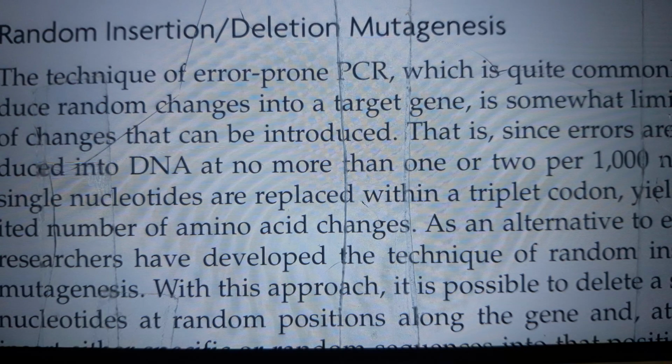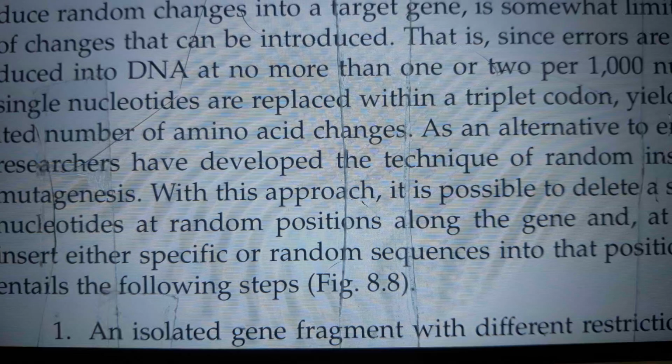Random insertion-deletion mutagenesis. The technique of error-prone PCR, which is quite commonly used to introduce random changes into a target gene, is somewhat limited in the types of changes that can be introduced. The errors are typically introduced into DNA at no more than 1 or 2 per thousand nucleotides. Only single nucleotides are replaced within a triplet codon, yielding only a limited number of amino acid changes.